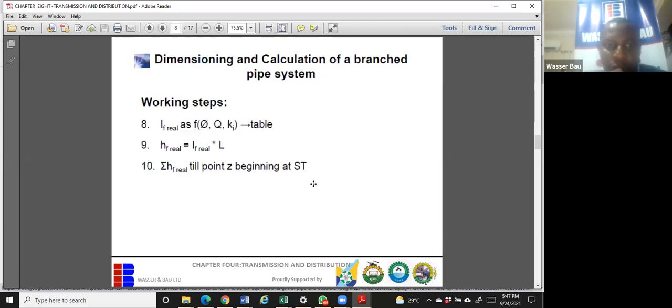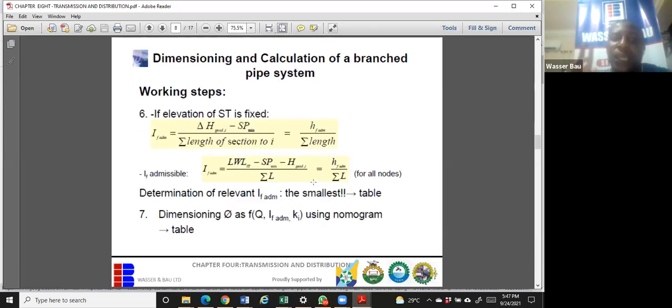Then the next thing you do, number 6, if the elevated tank is fixed, then you determine your slope. And what is your slope? Your slope is simply the geodetic head of the water level at the elevated tank, minus the SP minimum, then divided by total length. This is just telling you the same thing we said: elevation over length will give you slope. So this is just how to determine slope.